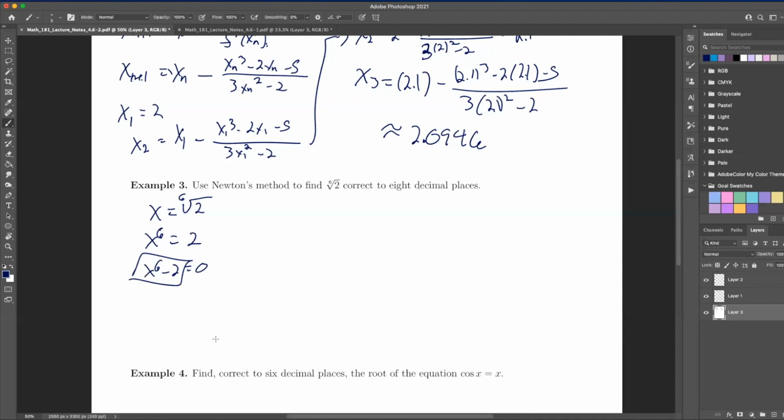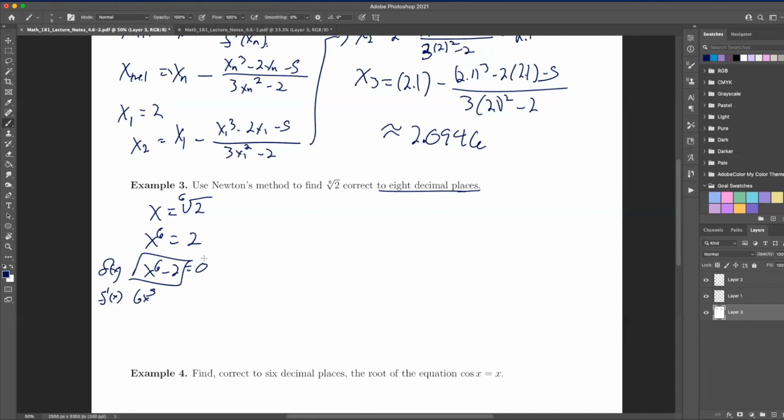So here we have some function, right? And what's the derivative of this function? Here we're going to call this f of x. And I want to get this to 8 decimal places. Okay? So this is my f of x. And here, what's my derivative? My derivative for this will be 6x to the 5th.